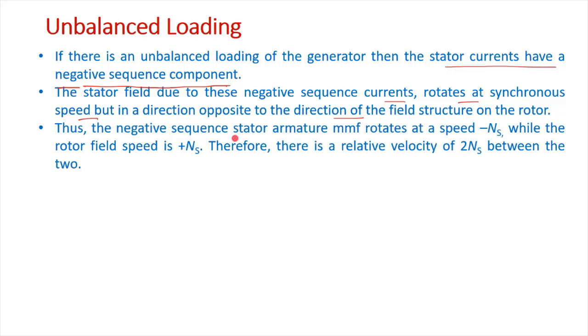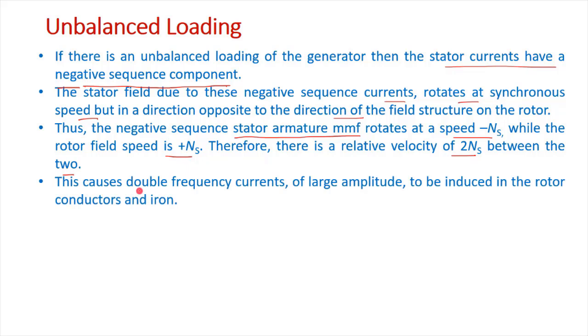and thus the negative sequence stator armature MMF rotates at a speed of -ns, while the rotor field speed is +ns. Therefore, there is a relative velocity of 2ns between these two, and this causes double frequency currents of large amplitude to be induced in the rotor conductors and iron. So in the rotor iron, it produces a double frequency current, that we call the eddy current. Previously it produced the single frequency current. Now the frequency becomes double.